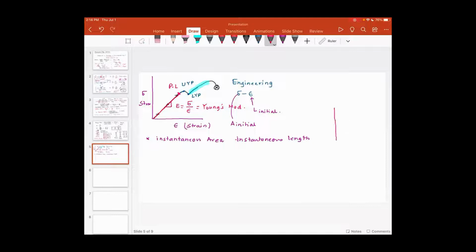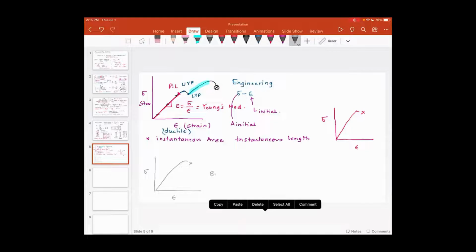Instead, you would get a stress strain curve which is something like this. This is the stress strain curve for the ductile material. So the ductile materials are like rubber-like material or springy material or stretchy material. If you were to plot the stress strain curve for a brittle material, you would notice it is something like this.